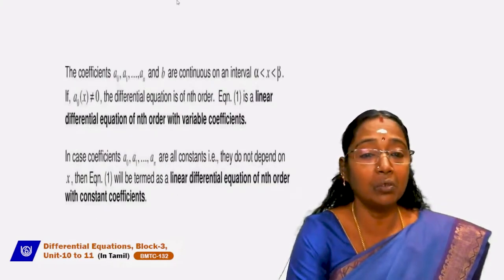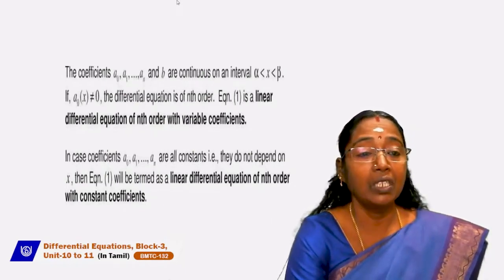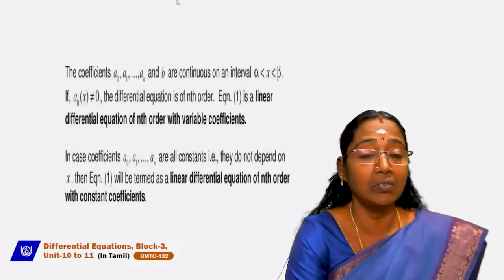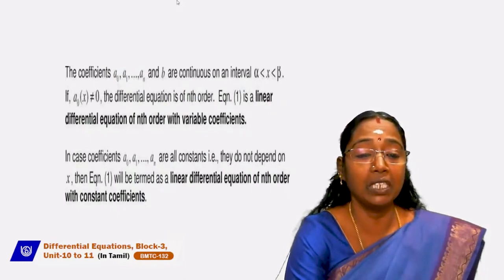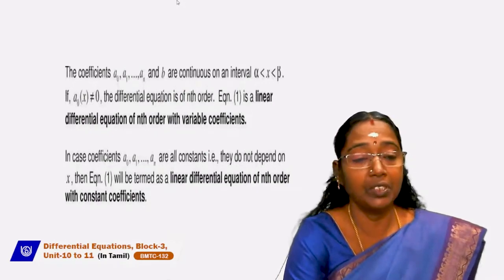Now, in this equation, the coefficients namely a naught, etc., a n and b are continuous on an interval alpha comma beta. If a naught of x is not equal to 0, then we can say that this differential equation is of nth order. So, equation 1 is a linear differential equation of nth order with variable coefficient. Now, in case a naught, etc., a n are all constants, that is, they do not depend on x, then equation 1 will be termed as a linear differential equation of nth order with constant coefficients.